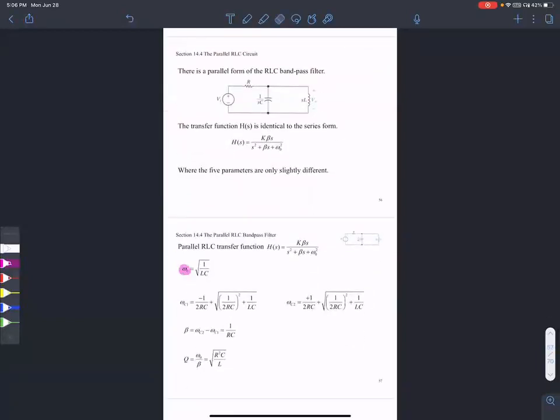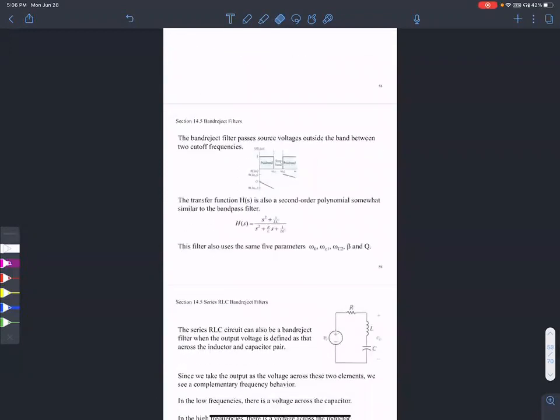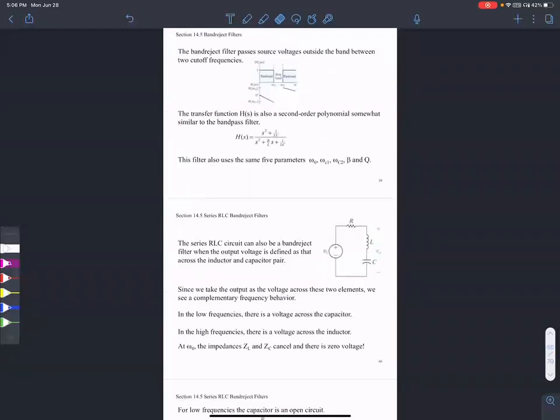So go through Tetro's videos that talk about the band pass and band reject filters. There are a bunch of different variations of the series RLC circuit. If you're taking the voltage across the L and C, that will be a band reject filter. But if you're taking the voltage across the resistance, that will be a band pass filter.